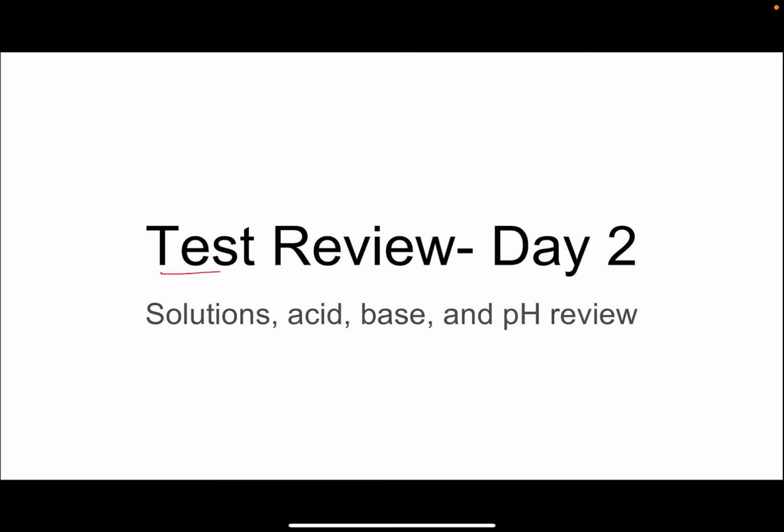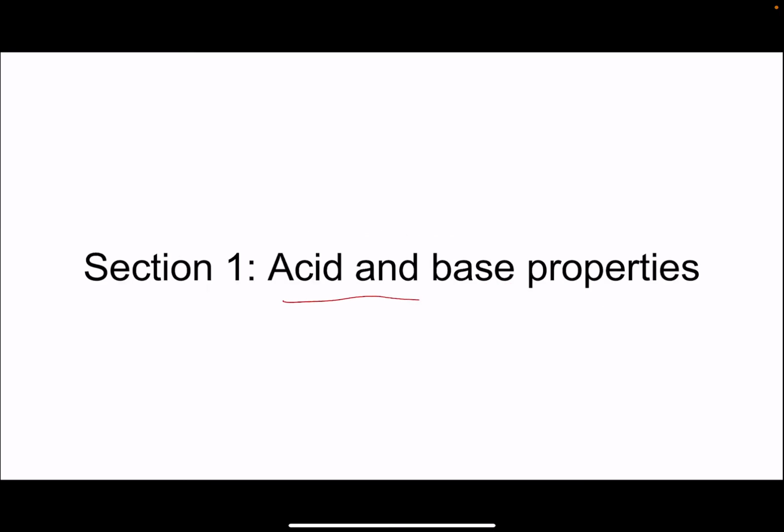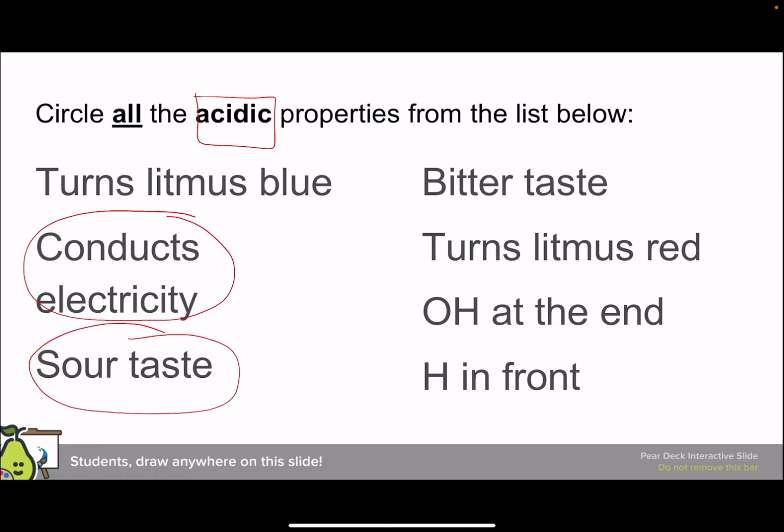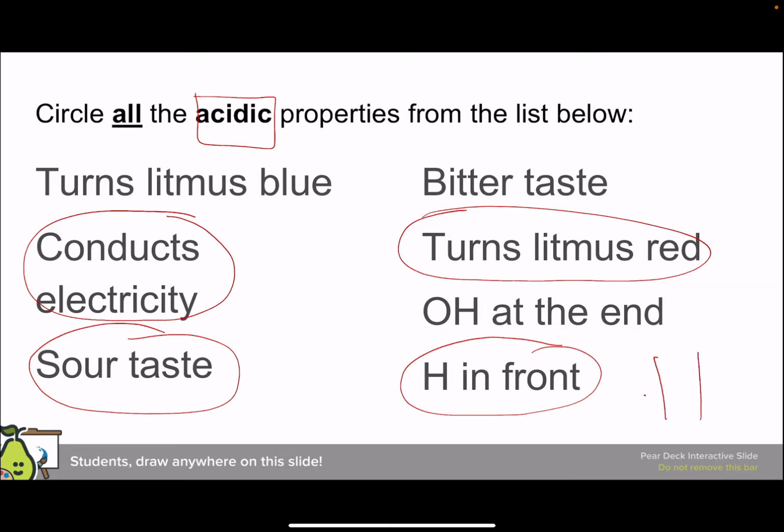Okay, in this video, we're going through a test review, day number 2, on solutions, acids, bases, and pH review to get us ready for our test. The first section is acid-base properties. So circle all the acidic properties from below. So yes, they conduct electricity, they have a sour taste, they turn litmus red, and they have an H in front, which just means it would be H and then some other anion behind it.